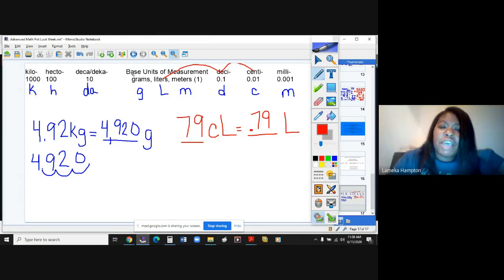No. The base units of measurement are always equal to 1. So if I'm dealing with grams, I'm dealing with grams. If I'm dealing with liters, I'm dealing with liters. If I'm dealing with meters, I'm dealing with meters. Because in the red I have 79 centiliters, I'm dealing with liters. So I'm going from centi, 1, 2. That's the reason why I moved my decimal 2 places to the right. Does that make sense?